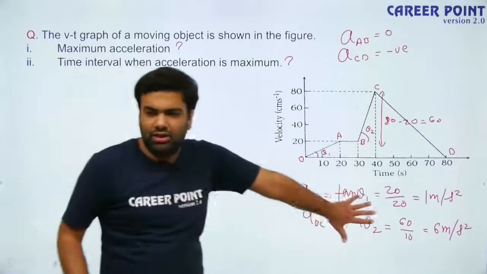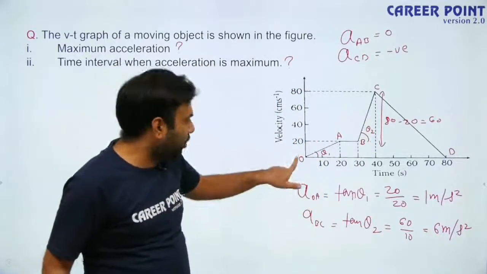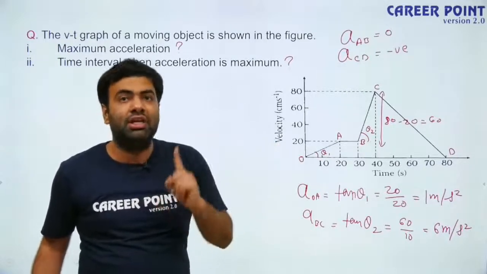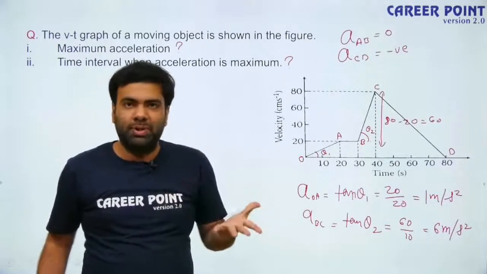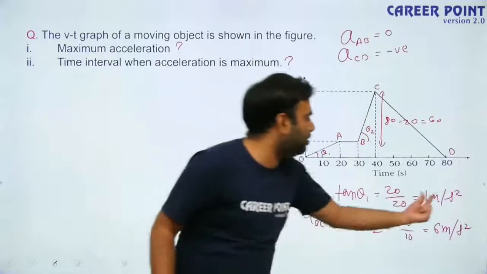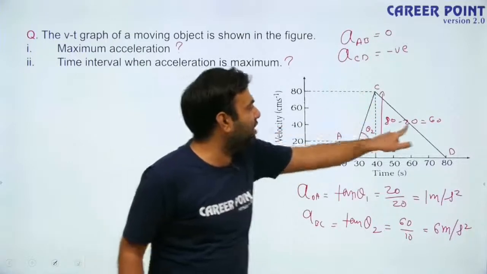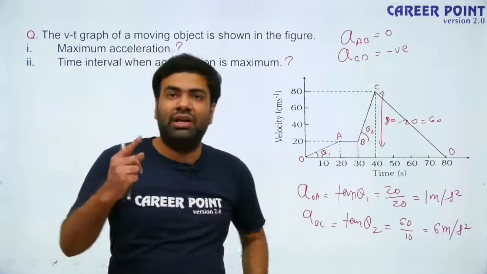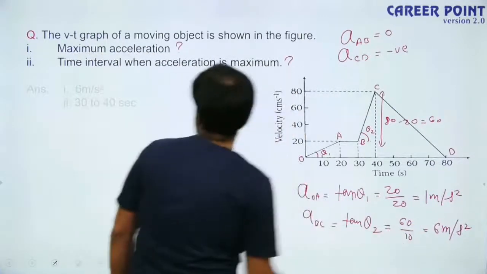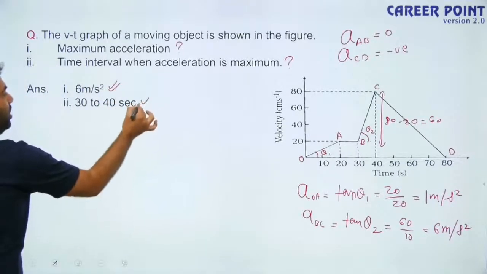Or see, this is the formula, but you can also find it out by observing the graph only. From O to A, in 20 seconds, the increase in velocity is from 0 to 20 meter per second. That means in 1 second, the increase was 1 meter per second, and increase in velocity per unit time is known as acceleration. Okay, so acceleration is 1 meter per second square. But here from B to C, in 10 seconds only, the increase in velocity is 60 meter per second. That means in 1 second, velocity has increased 6 meter per second. So acceleration is maximum, which is equal to 6 meter per second square. So the answer is 6 meter per second square. And the time interval when acceleration is maximum is from 30 to 40 seconds.